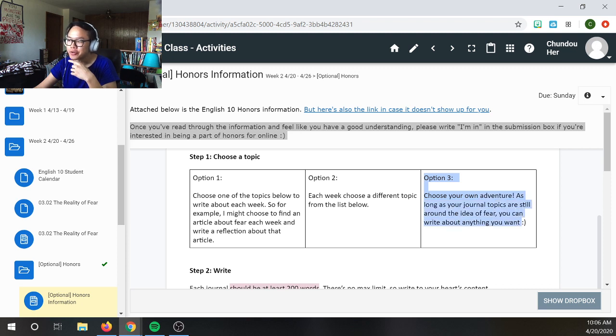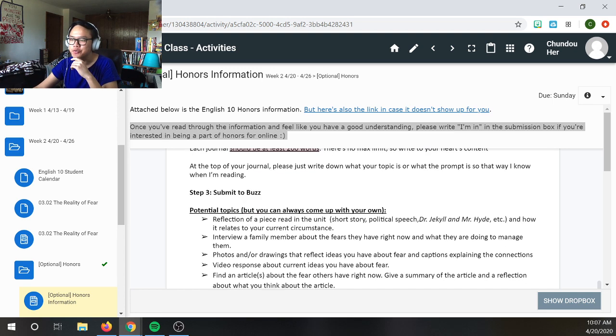Or option 3, choose your own adventure. As long as your journal topics are still around the idea of fear, you can write about really anything that you want. Really, the idea is just that you're documenting and journaling about fear itself, or about this situation and how that might relate to fear. And so for choose your own adventure, you can make your own topics. You can do a mix of option 1 and option 2. It'll really be up to you. So again, these are your different options that you get to choose from.